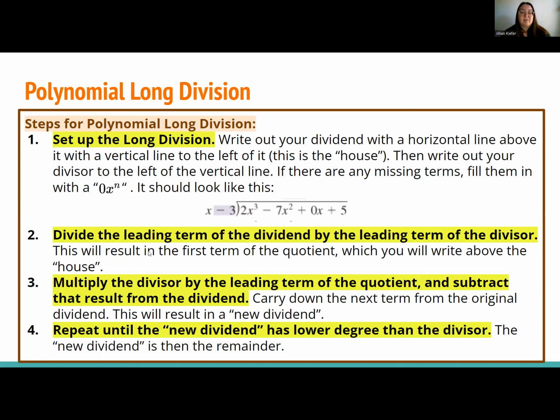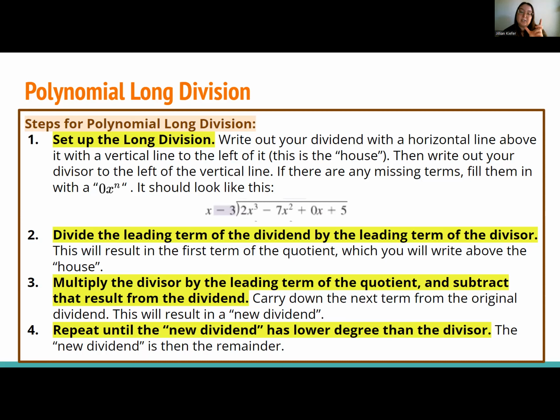Step 2, we can divide the leading term of the dividend by the leading term of the divisor. The leading term, remember, is the first term in your polynomial, or the term with the highest numbered exponent. In this case, we have x minus 3 as the divisor. The leading term would just be x, because it's x to the power of 1. In the dividend, our leading term would be 2x to the power of 3, because that's the term with the highest exponent on x. And this includes the coefficient.